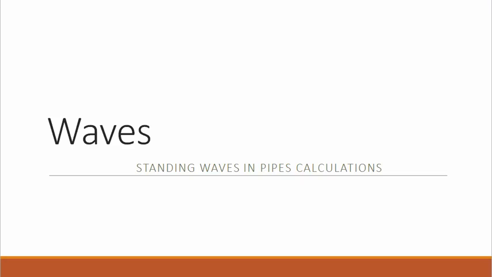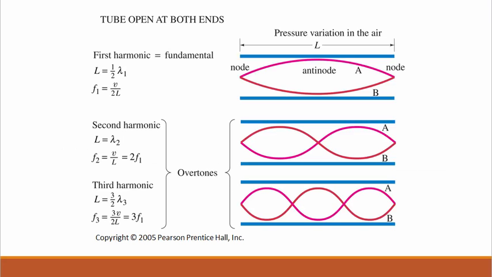Alright, let's look at some examples of the types of calculations we will do involving waves in pipes. First of all, let's derive some equations to start with, everybody's favorite thing to do. So if we look at an open pipe, one that's open at both ends, and often we don't say open at both ends, we say open pipe or closed pipe, meaning one that's open at both ends if we say open, or closed at one end if we say closed.